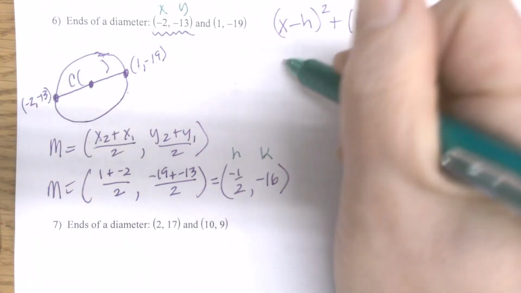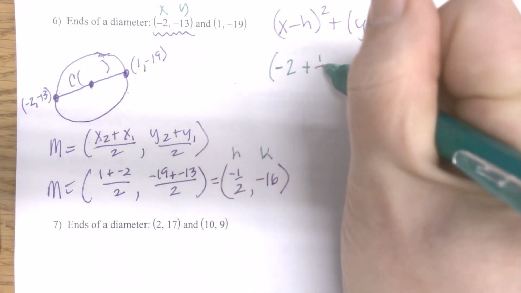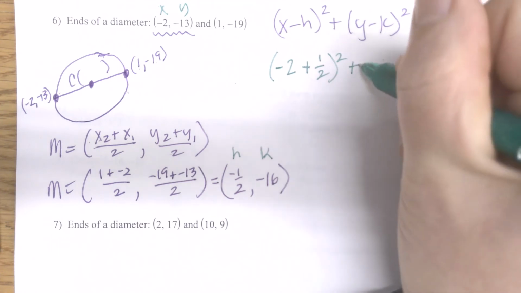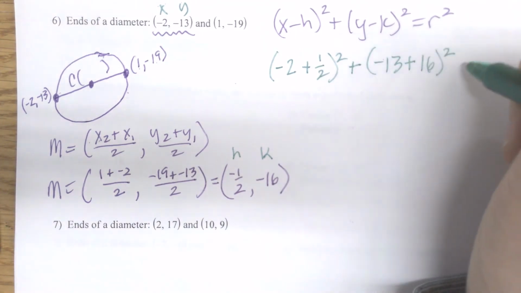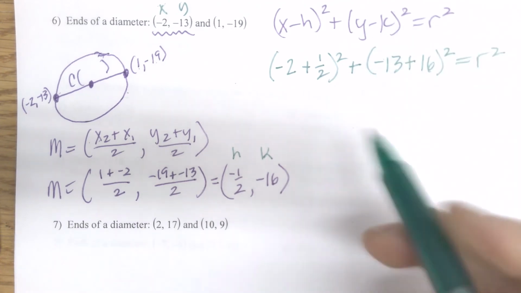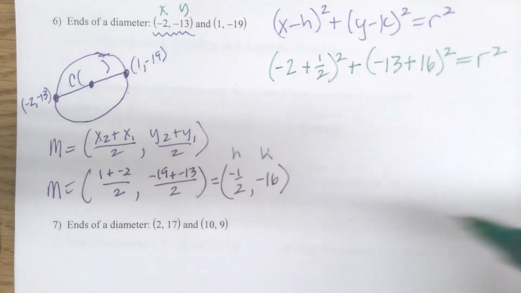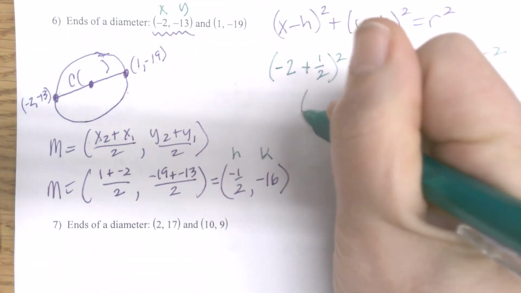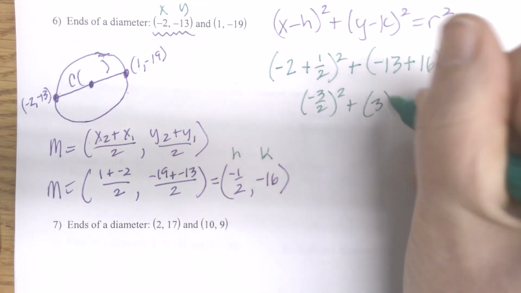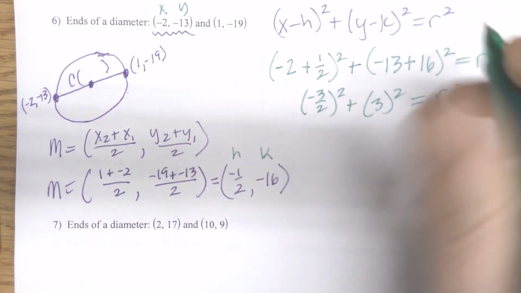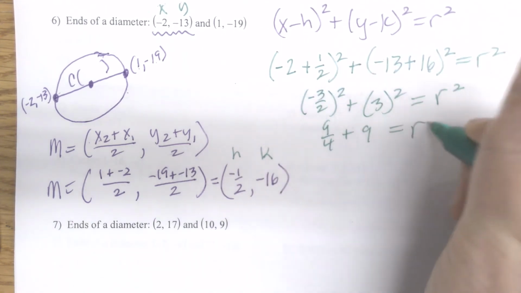So I will have negative 2 minus negative 1/2 squared plus negative 13 minus negative 16 squared equals r squared. So I'm just using the information that I found as my h and k with one of the points. That'll leave me with negative 3/2 squared plus 3 squared equals r squared. That gives 9/4 plus 9 equals r squared.